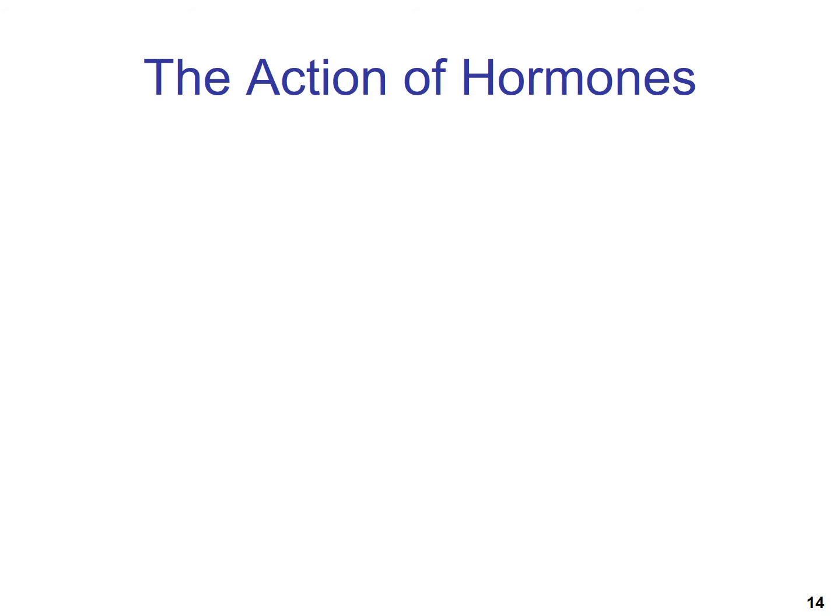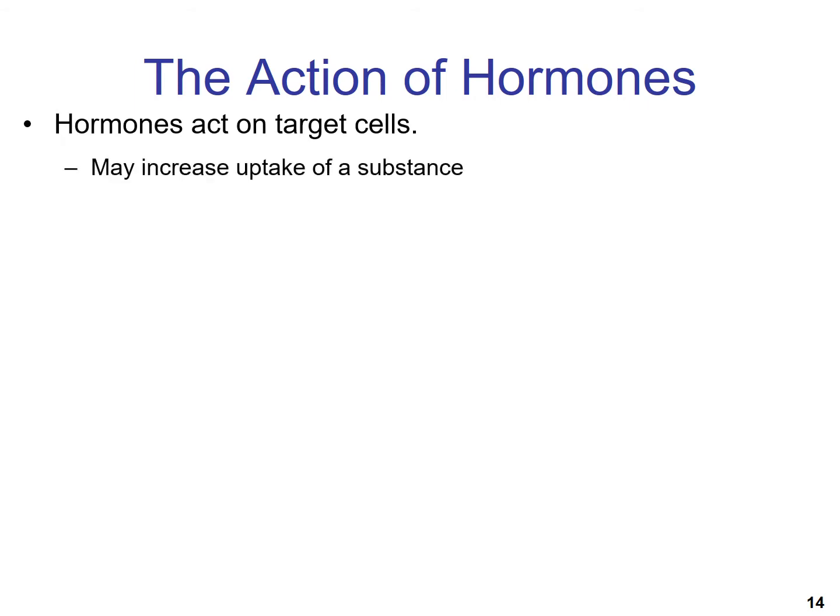So in this slide, we're going to talk about a couple of different actions of hormones, but also the different structures of hormones. Hormones are going to act on target cells, and they may cause the increase of an uptake of a particular substance, and they may bring about an alteration of the structure of the target cell. They can also cause cells to produce more substances, and they can also result in mitosis of a target cell. So hormones can have a lot of different effects.